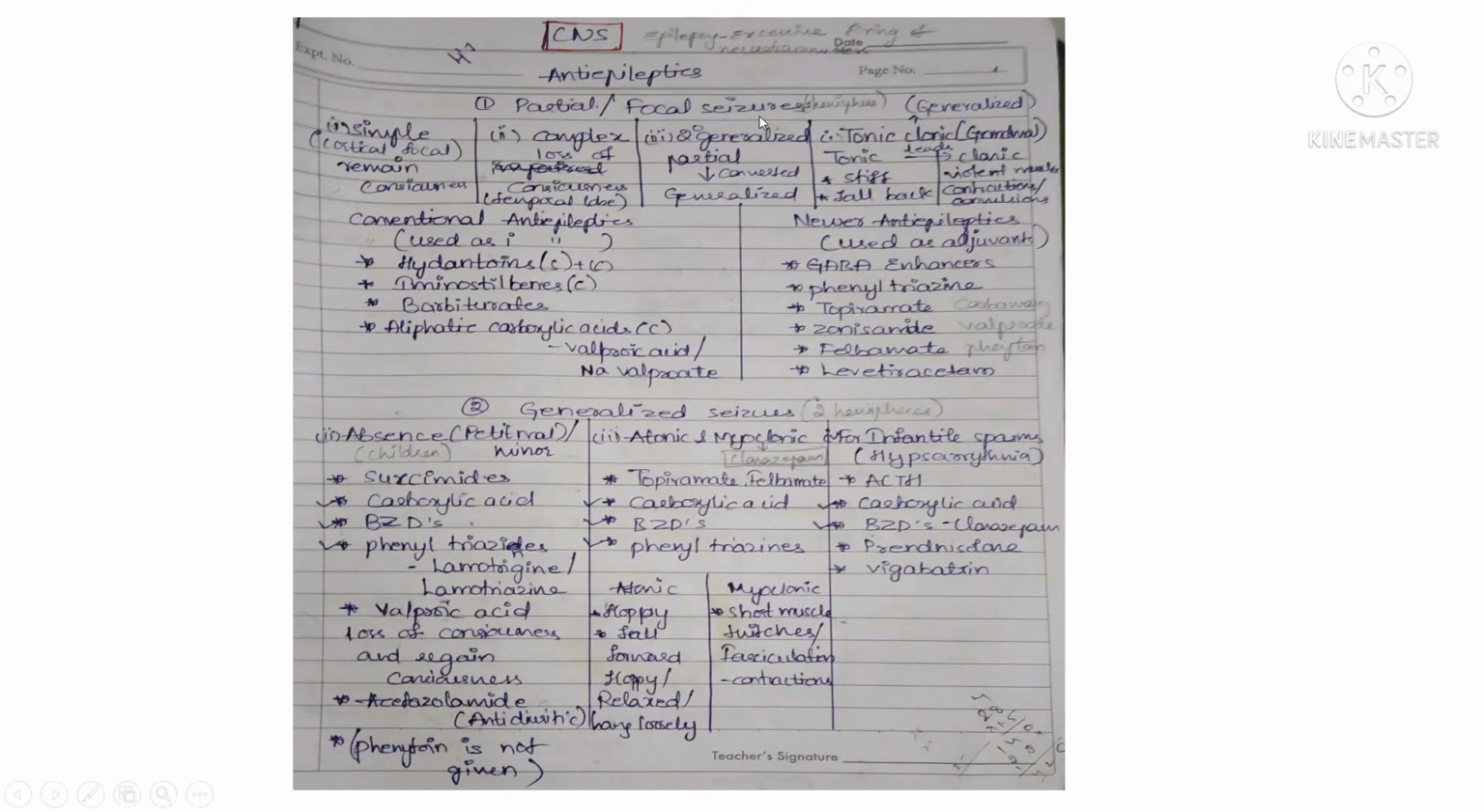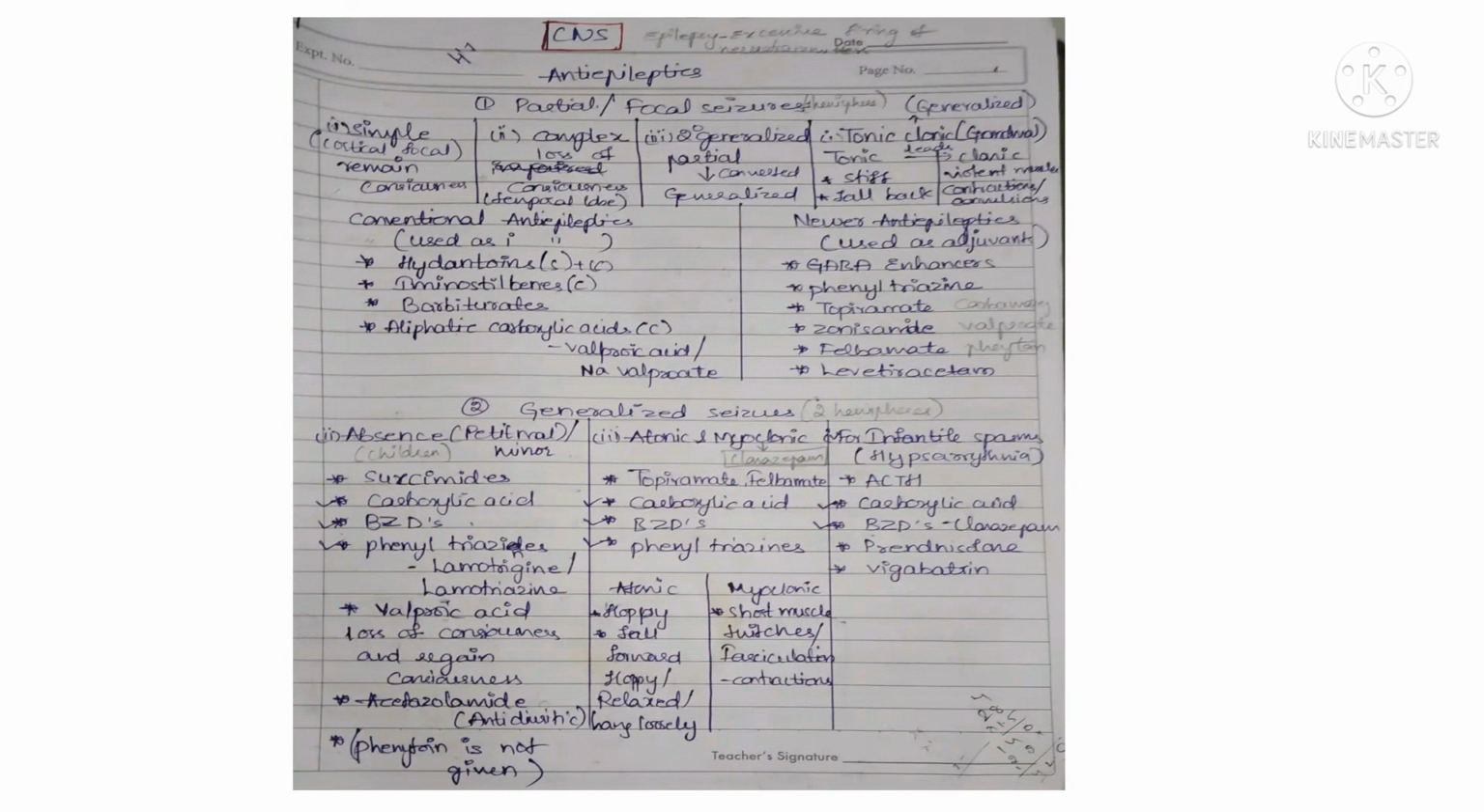Partial or focal seizures are again divided into three types: simple, complex, and secondary generalized. Simple is where the person who gets this type of seizure remains conscious, though some movements, like of the eyelashes, will be irregular. Under complex seizures, there is a loss of consciousness. And secondary generalized is a condition in which a partial seizure converts into generalized form.